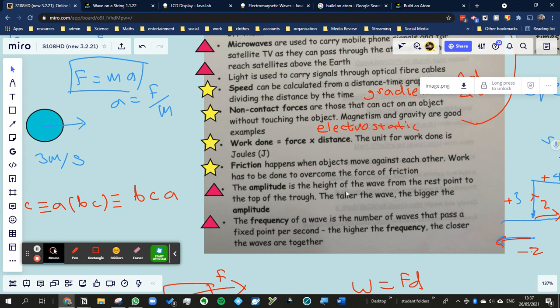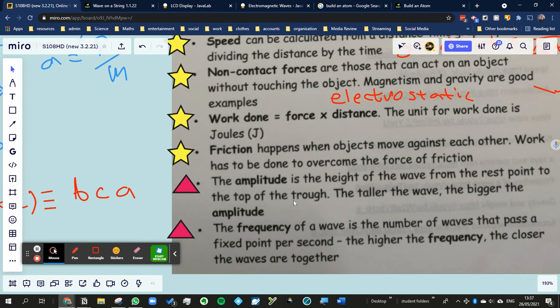The amplitude is the height of the wave from the rest point to the top of the trough. Okay, it should say top. No, that doesn't make any sense. A trough has a bottom, not a top, doesn't it? So, top of the peak. So let's just cross that out. Peak.